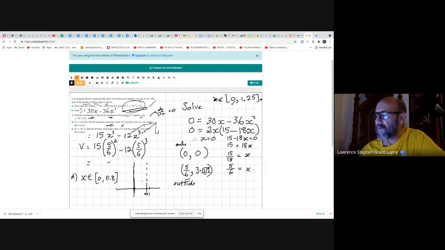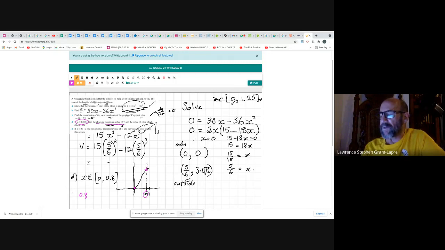But at 0.833, there's a position up here where the graph was rising, but that's outside of our interval. So the absolute maximum is going to happen right here at 0.8 because there's a minimum down here at 0, 0. So what we have to do is substitute 0.8, because 0.8 is called our absolute maximum of V in that interval.